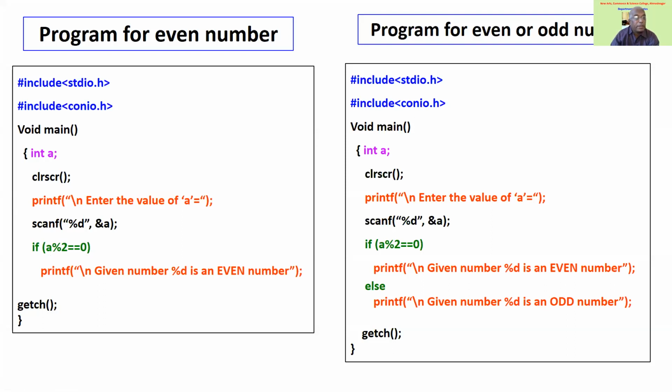And so I am printing here, printf given number %d is an even number. I am sorry, I want to add here after the comma, a. But anyway, given number %d means a is an even number. It is declared by this.